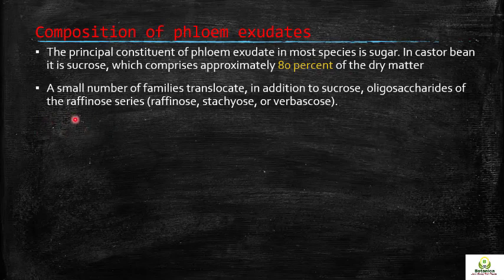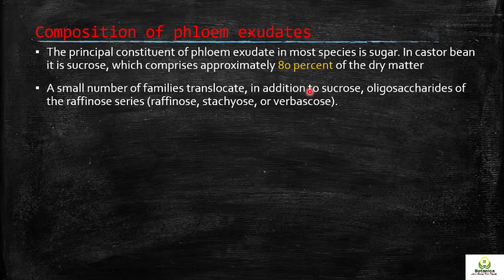But there are also some exceptions to every rule in science. When we are discussing this, there are also some exceptions. There is a small number of families in the angiosperms that translocate other sugars in addition to sucrose.